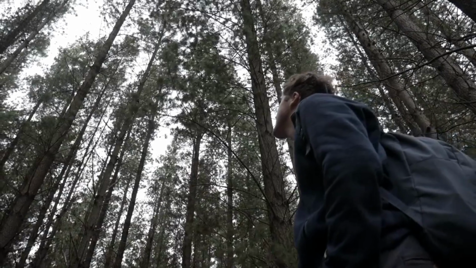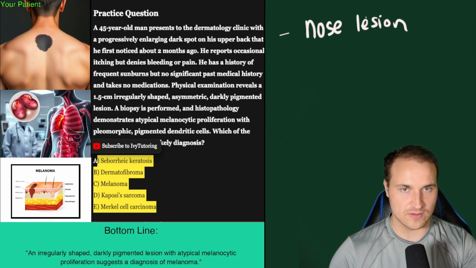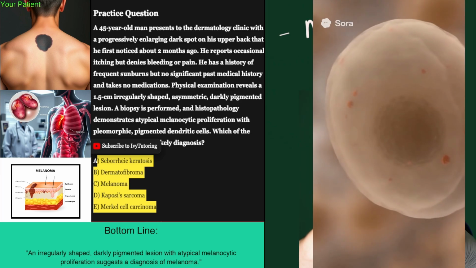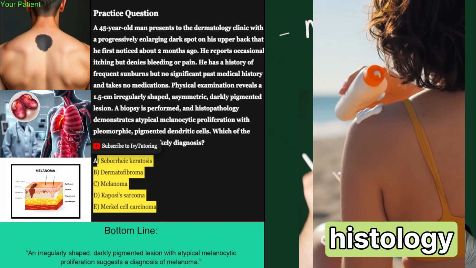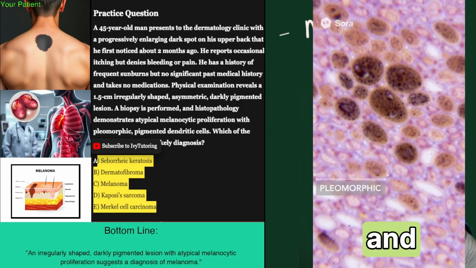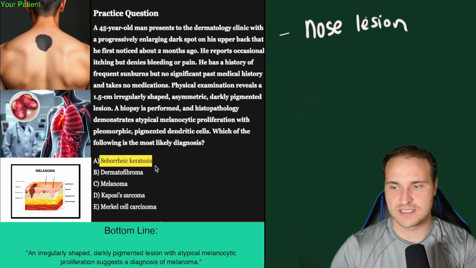A lot of nice answers here, so let's go through each one by one. But first, I want to talk about the signs. 1, we have progressive growth, asymmetry, and irregular border. We have UV exposure, frequent sunburns, and histology shows pleomorphic melanocytes, dendritic and pigmented, and so that's a key melanoma feature. Some trap answers are going to be seborrheic keratosis.